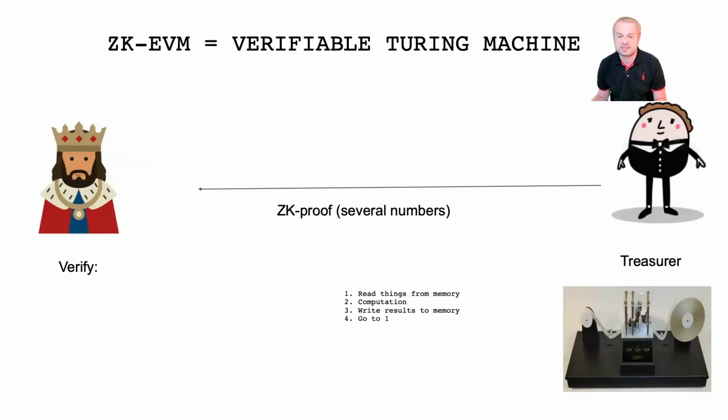ZK-EVM is just a verifiable Turing machine. We already know from the previous episode how to create ZK proofs for computation, which is step 2 of the Turing machine. And today we're going to discuss verifiable memory, which corresponds to step 1 and step 3.